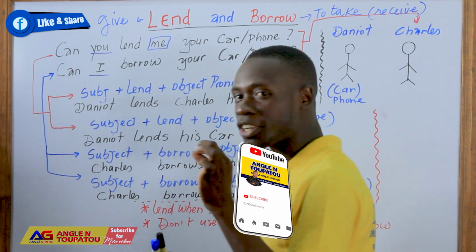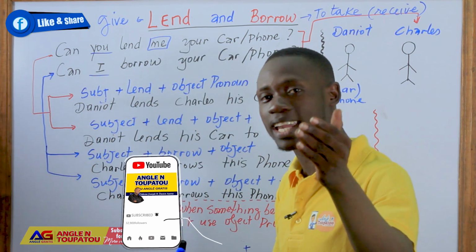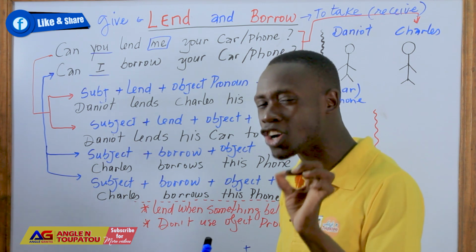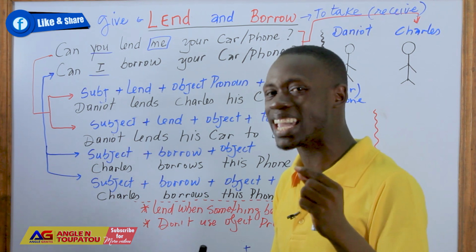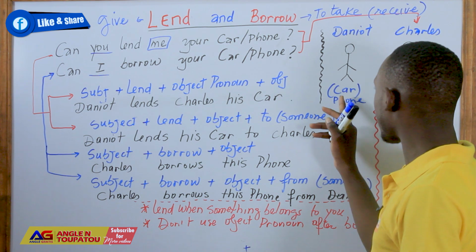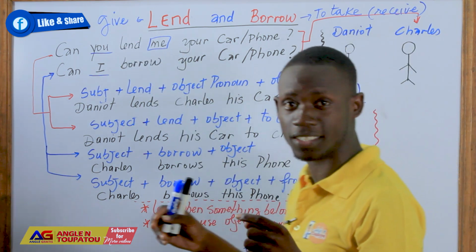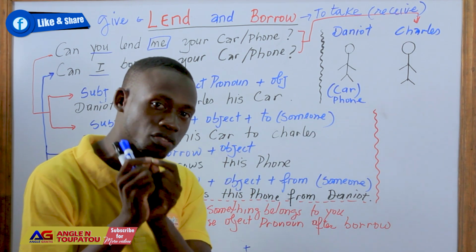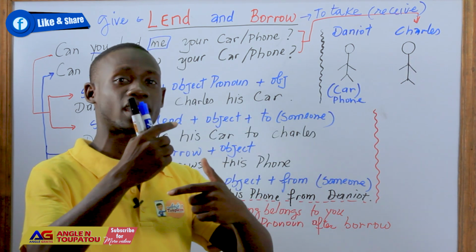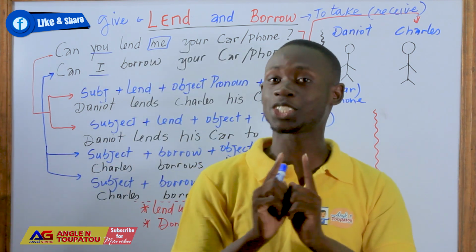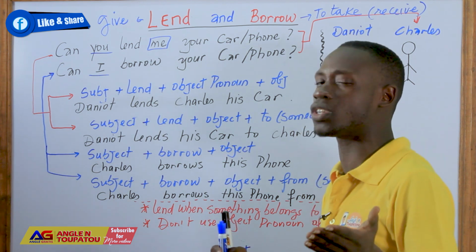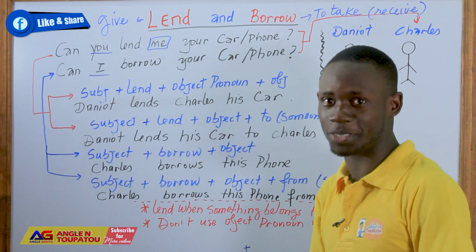Listen. First of all, the verb to lend. What does it mean? To lend means to give something to someone for a short period of time, expecting to get it back. For example, Daniel is going to give the car to Charles for a short period of time, maybe one day or two or three hours. And after, Charles will give it back. Okay? Now, the verb to borrow means to get something from someone for a short period of time, too, expecting to get it back too. Same idea.